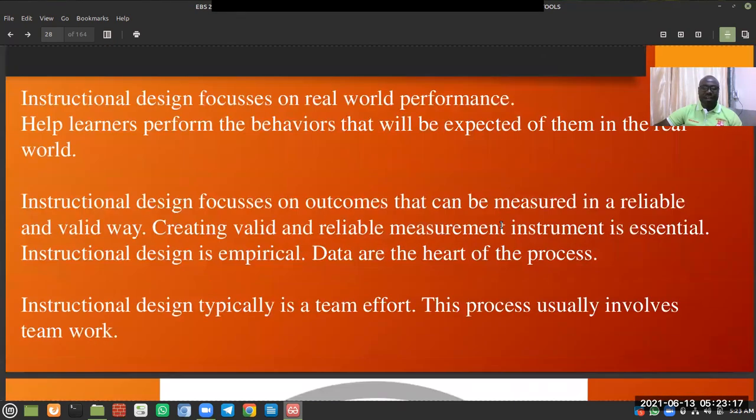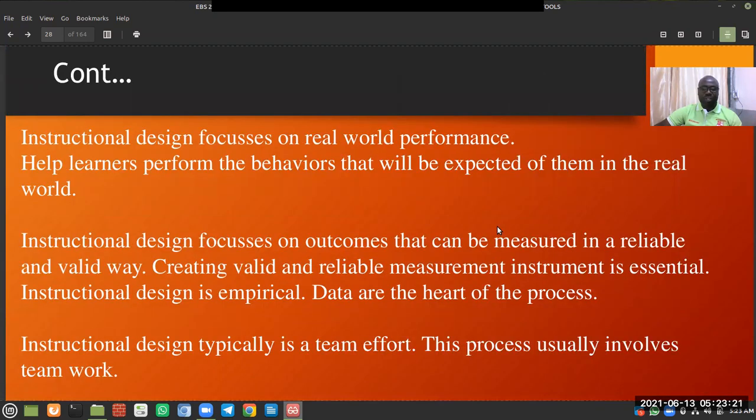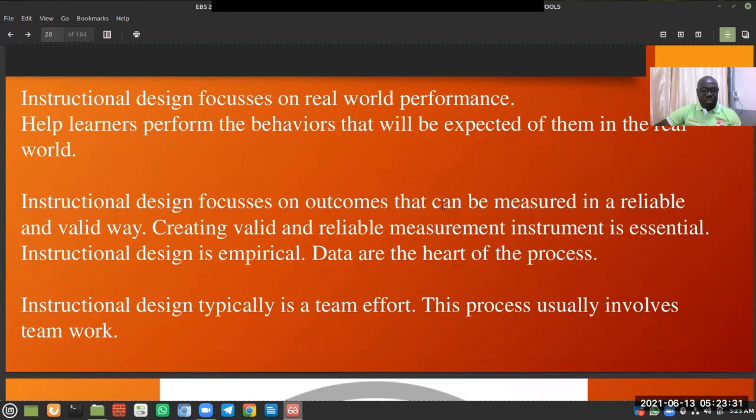Instructional design focuses on real-world experience. It helps learners to perform behavior that will be expected of them in the real world. Instructional design focuses on outcomes that can be measured in a reliable and valid way. Creating valid and reliable measurement instruments is essential.